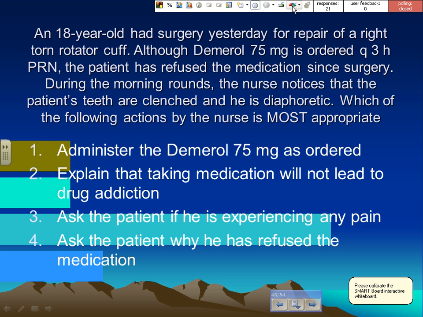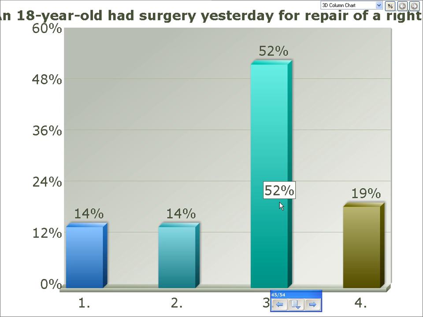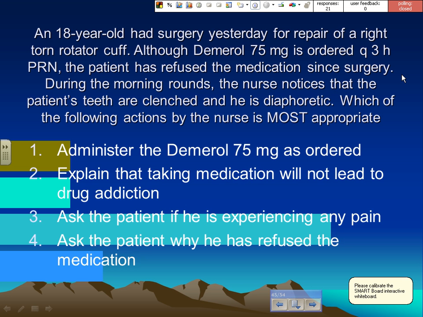Okay, 14% said administer as ordered, 14% said explain taking it won't lead to drug addiction, 52% ask if he's experiencing pain, 19% ask him why he's been refusing the med. So are we going to do number one? Why not? He has the right to refuse. He has the right to refuse. So if you give him that medication, you're committing assault and battery.